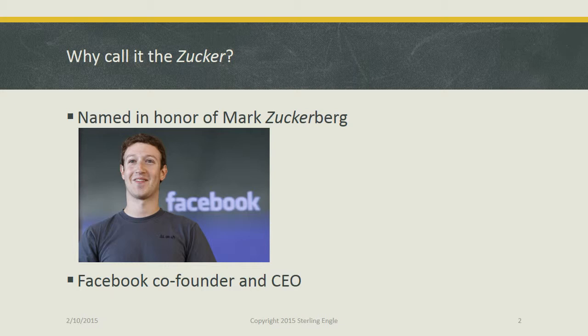As of 2012, he is the world's second youngest self-made billionaire. His net worth was about $33 billion in July 2014. Time magazine named him their Person of the Year for 2010.